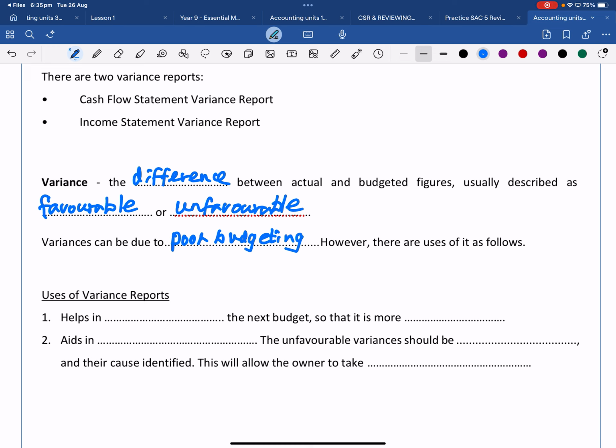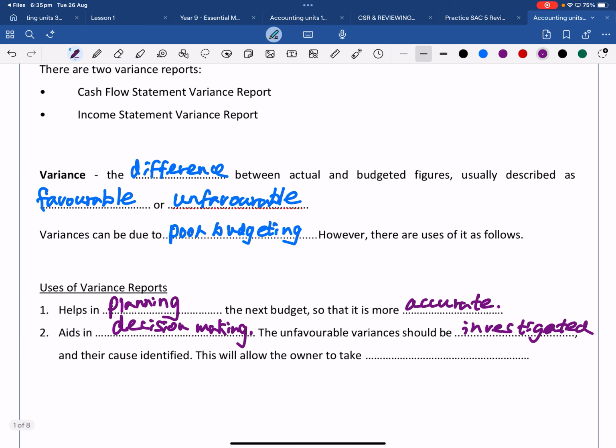So uses of variance reports. Number one, helps in planning the next budget so that it is more accurate. Next one, aids in decision making. The unfavorable variances should be investigated and their causes identified. This will allow the owner to take corrective action.